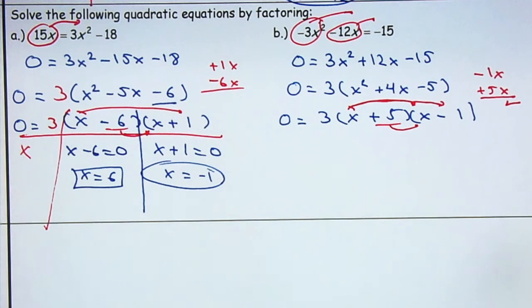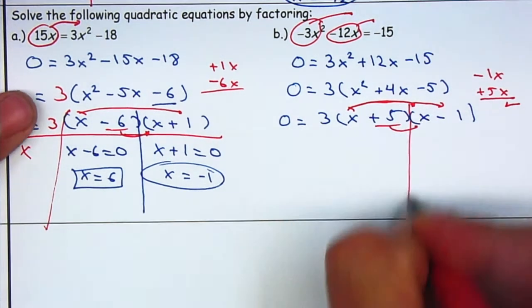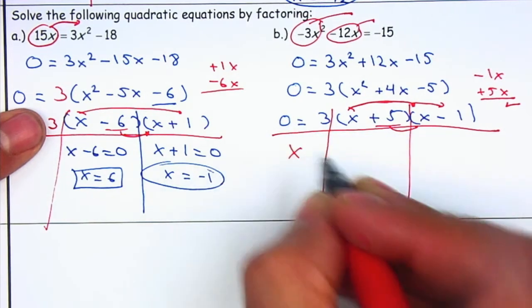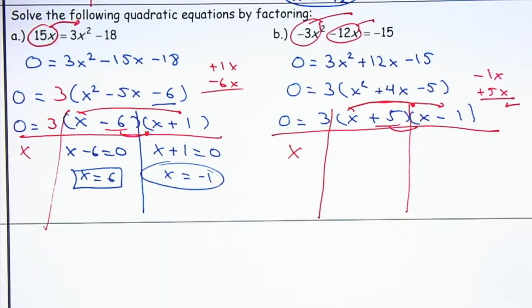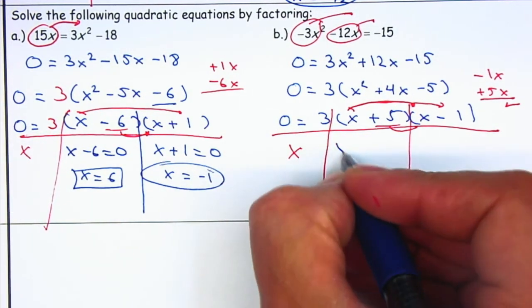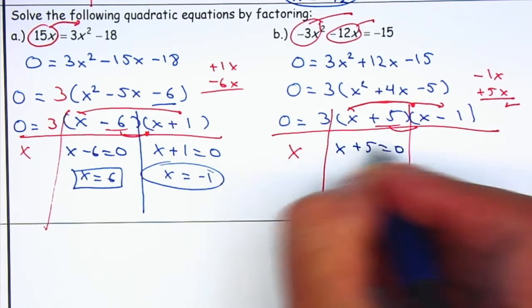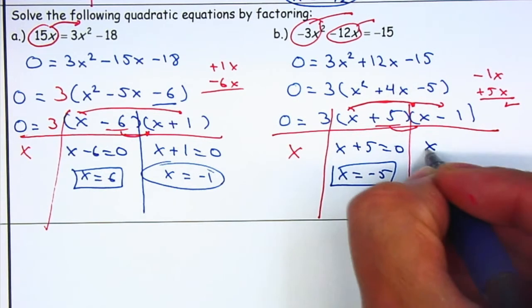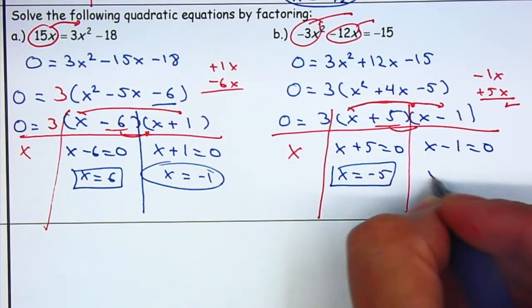So from here, I do my zero product property. Do I need to make this 3 equal to 0? No, that would just give me false. x plus 5 equal to 0. Move my 5 to the right, becomes a negative 5. x minus 1 equal to 0. Move my 1 to the right, becomes a positive 1.